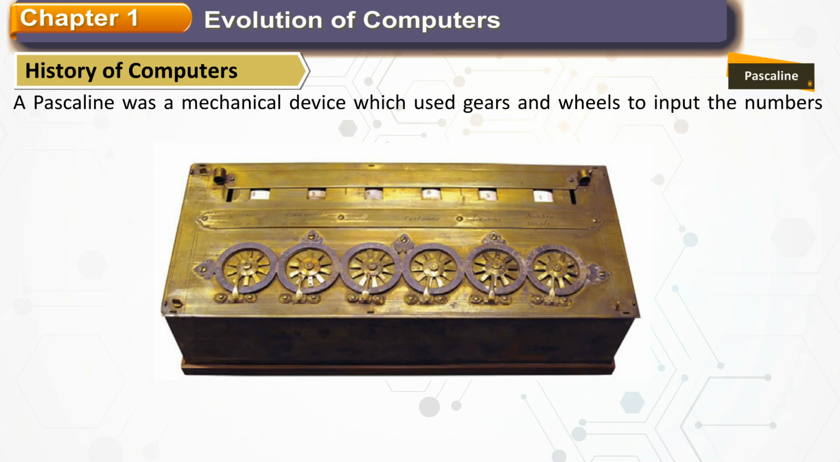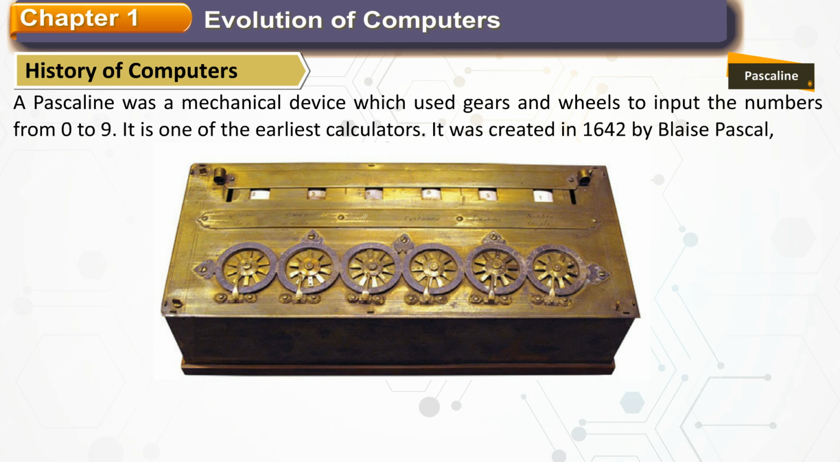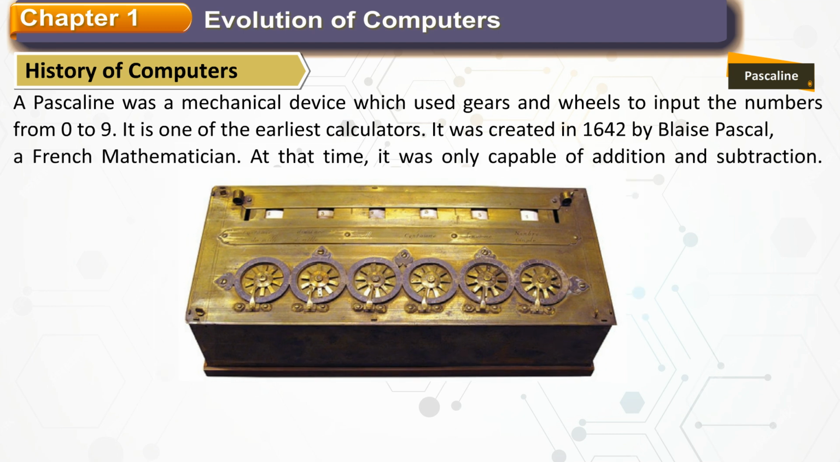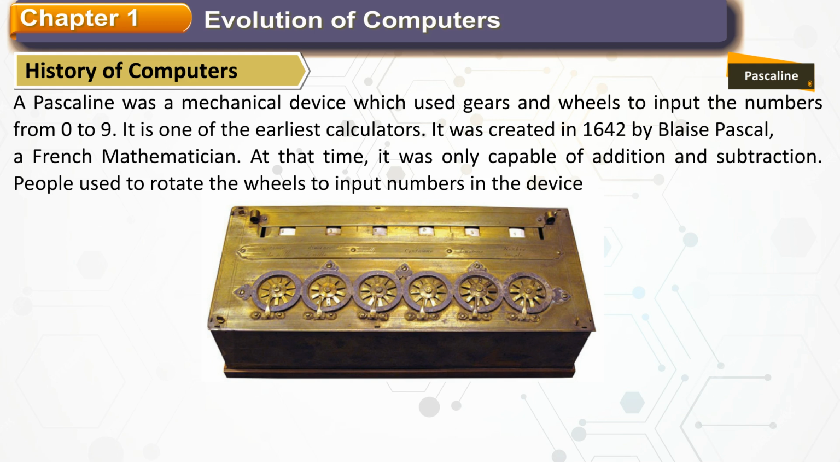Pascaline. A pascaline was a mechanical device which used gears and wheels to input the numbers from 0 to 9. It is one of the earliest calculators. It was created in 1642 by Blaise Pascal, a French mathematician. At that time, it was only capable of addition and subtraction. People used to rotate the wheels to input numbers in the device.